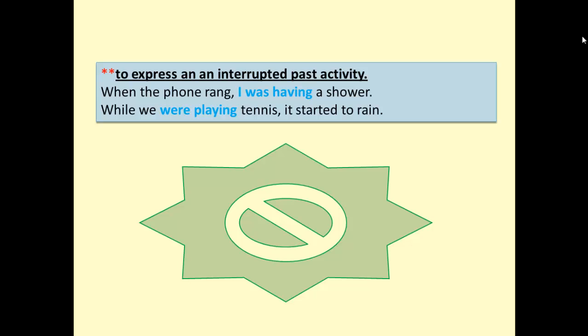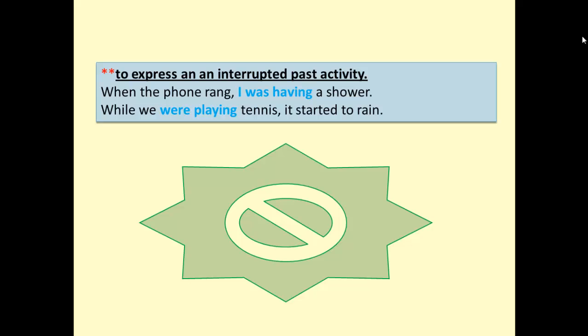But at first, having a shower happened first. Then ringing, the action of ringing, interrupted the first action, which is having a shower. So here I use the action of ringing in the past simple and the action of having a shower in the past continuous. When the phone rang, I was having a shower. So first of all, I was having a shower, then something interrupted having a shower, I mean the phone rang.